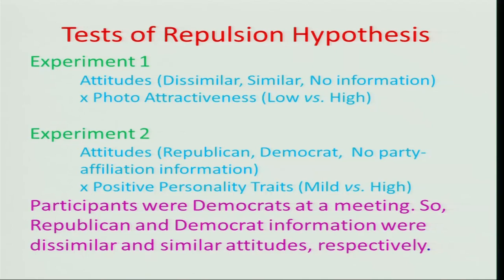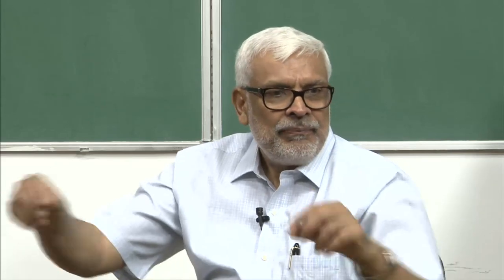So first let's come back to his two experiments of Rosenbaum. What he did, in experiment 1, he manipulated similar and dissimilar attitudes and also gave a photograph of the person you are going to interact with. And there is one condition in which he gave just photographs. So we have similar attitudes and dissimilar attitudes given with attractive and unattractive photographs, four conditions, and then we have two conditions where we give just photographs.